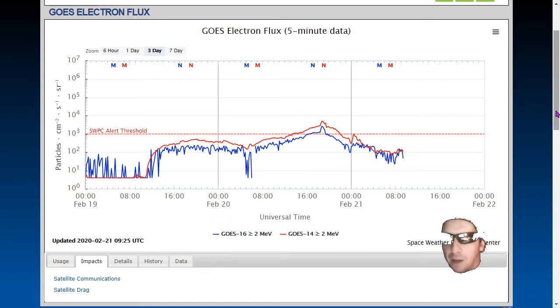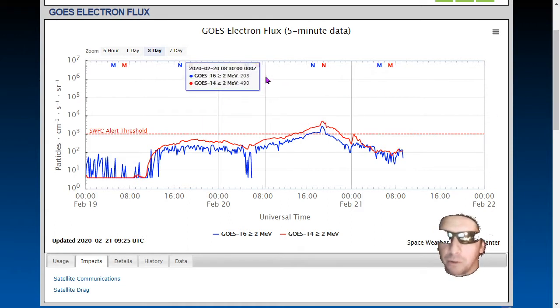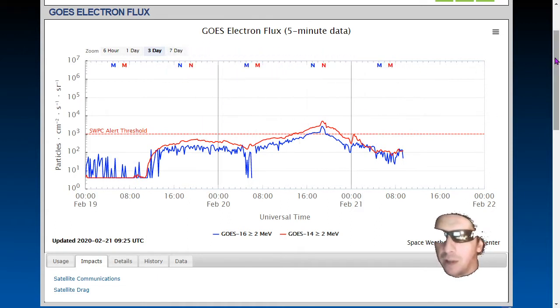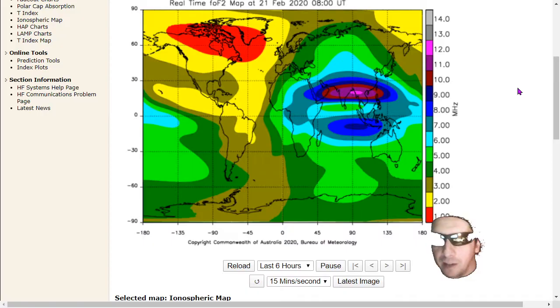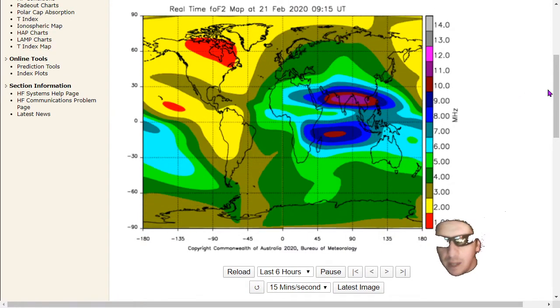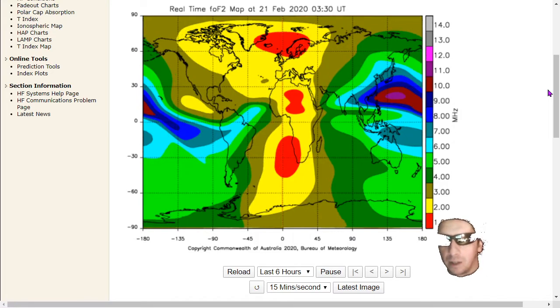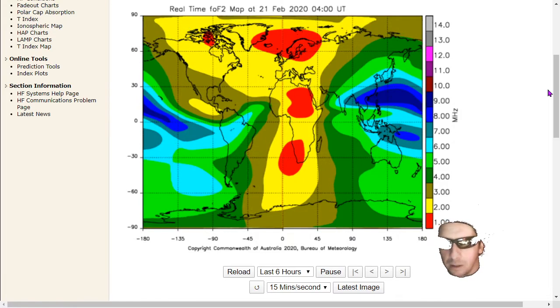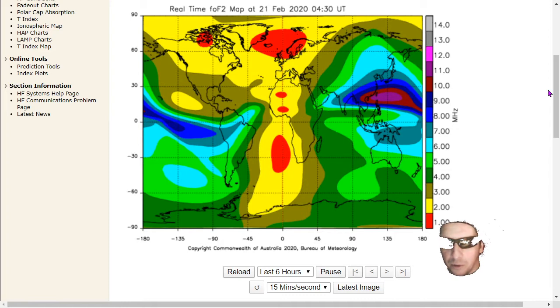And we wouldn't be surprised to see this come back up to high levels today. Again, new viewers out there, the N's and M's are noon and midnight local time for the satellites. Next, we'll look at the ionosphere as we do daily. And it's looking pretty normal so far here. This is 6 hours of data from Government of Australia Bureau of Meteorology.